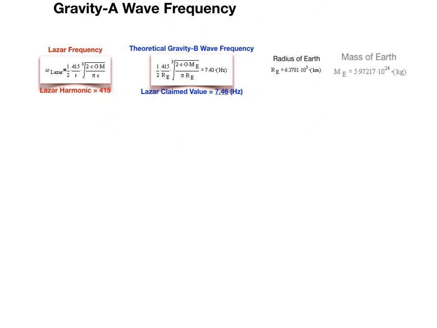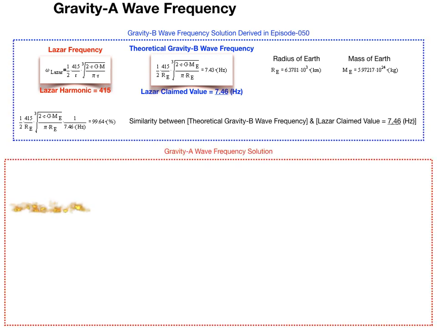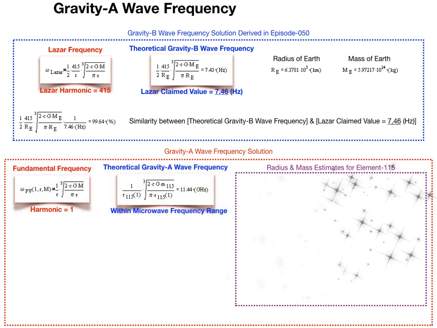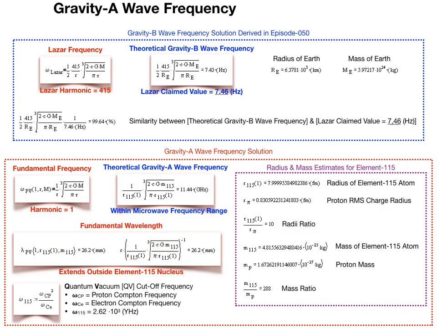In the previous episode, we derived Lazar's gravity B wave frequency value. We showed that our theoretical value matched the Lazar value to greater than 99.64% similarity. Now, by utilising a simplified form of the equations shown on the previous slide, we derive the Lazar gravity A wave frequency value to be 11.44 GHz. You should be able to see that the gravity A and gravity B frequency solutions are built from the same equation. Thus, this demonstrates that only one form of gravity exists, not two as claimed by Bob Lazar.